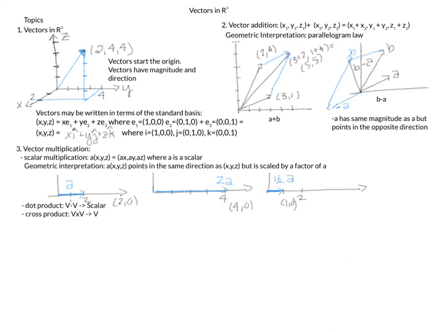So any vector x, y, z, we can write as the x coordinate times the E1 vector, or the I vector, the y coordinate times the E2, or the J vector, and the z coordinate times the E3, or the K vector. You will see this notation everywhere in books.